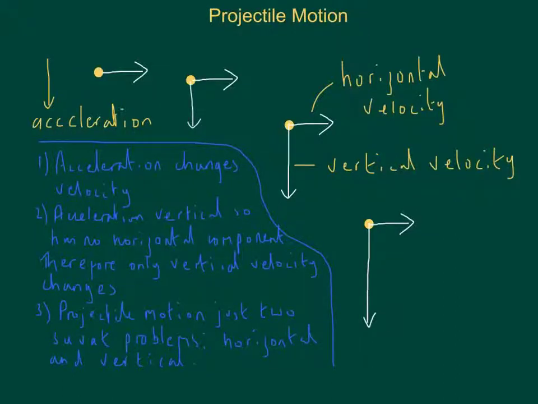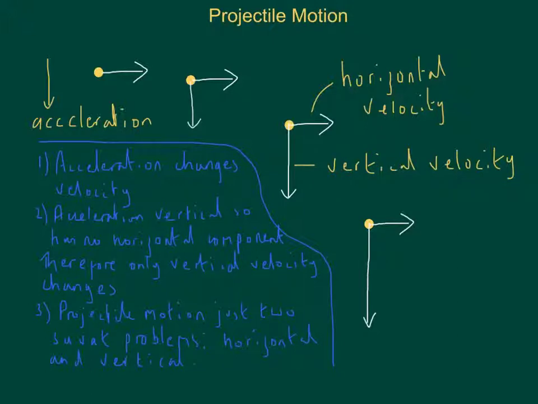Just thought I'd do a video on projectile motion. We've got a particle here, and it's just moving across the screen. And we've got acceleration, which is just vertically down, so there's no horizontal acceleration.